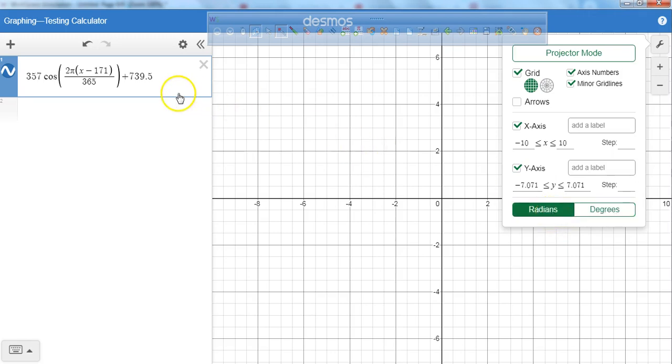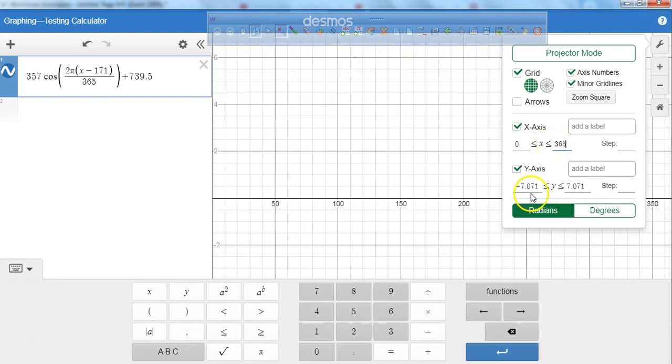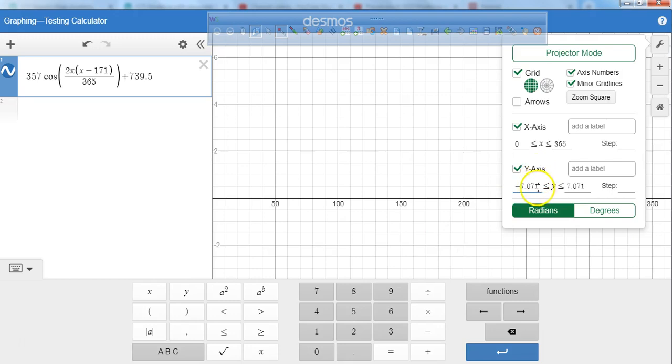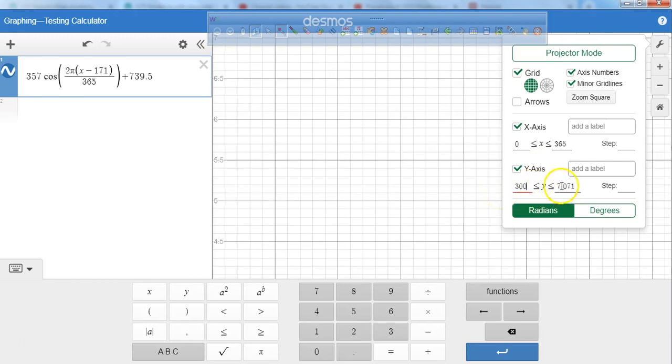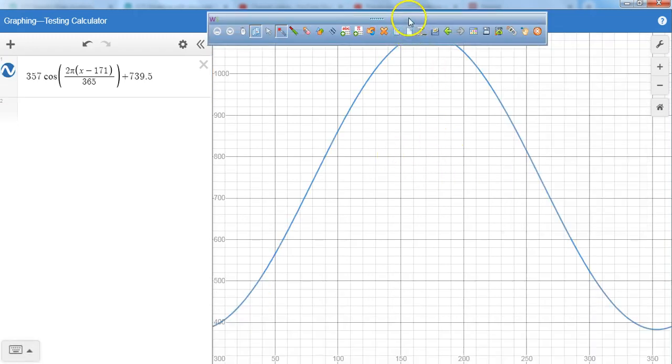Another thing, we want to create a window that we want to be able to see. So I'm going to set the x-axis from 0 to 365. All right, 365 days in a year. And for the y-axis, we talked about the minimum and the maximum. So if we go back to the problem, you can see where the minimum and maximum are. There's the minimum. There's the maximum. So I'll go from 300 to 1100. And that allows us to take a look at the graph.